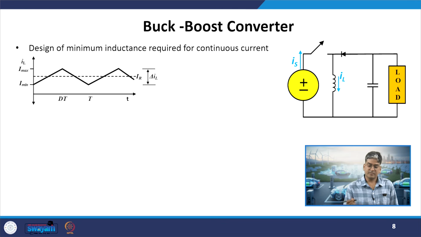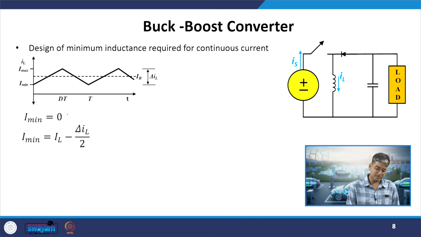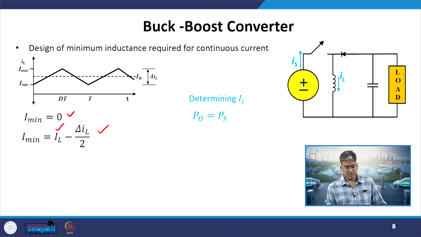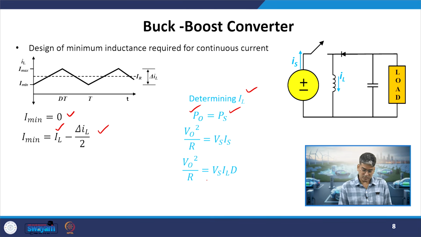Now, the minimum inductance value to maintain your CCM mode of operation. We will carry out the same operation as before: we will find the minimum inductor current value and equate it to 0 to find the boundary condition. Your average inductor current minus 50% of the ripple will give me the minimum inductor current value. So, what will be the average inductor current value in this case? Output power will be equal to input power. So, V0 squared by R will be equal to Vs Is.